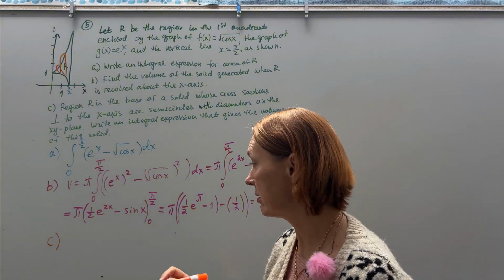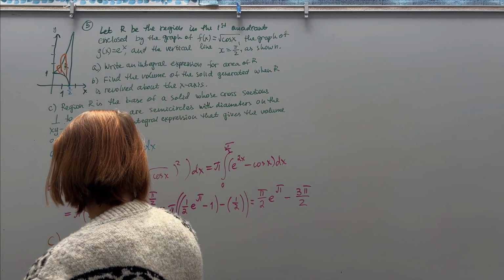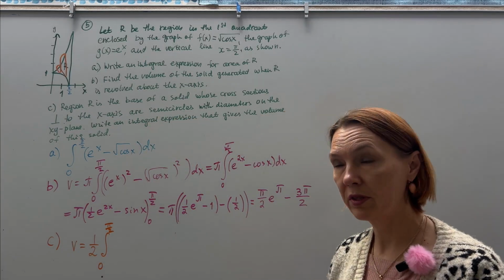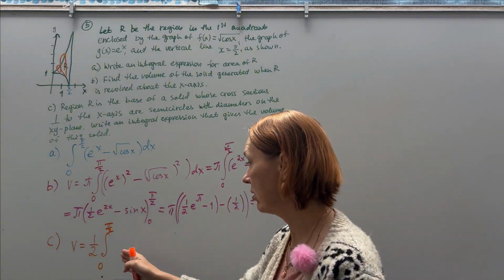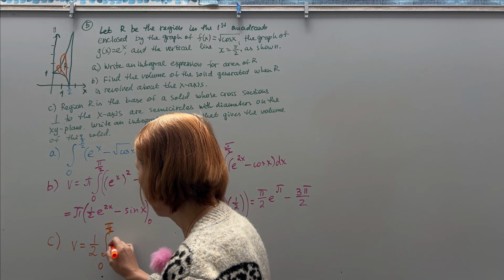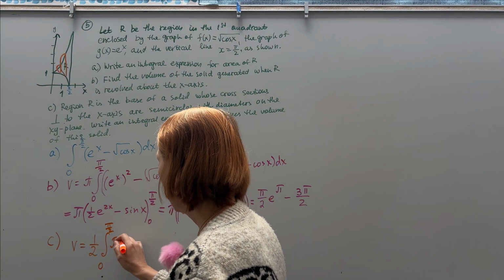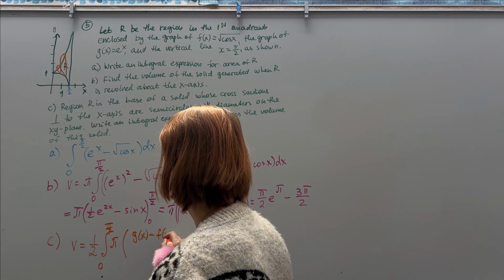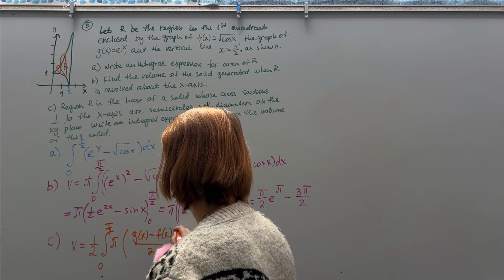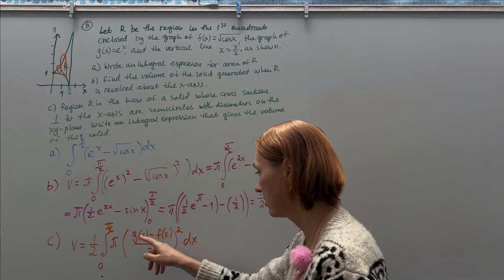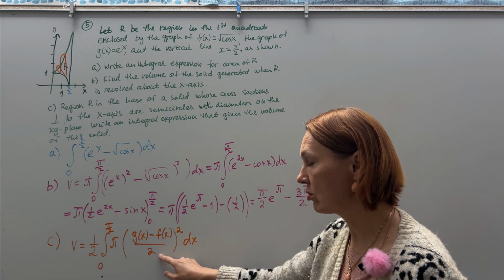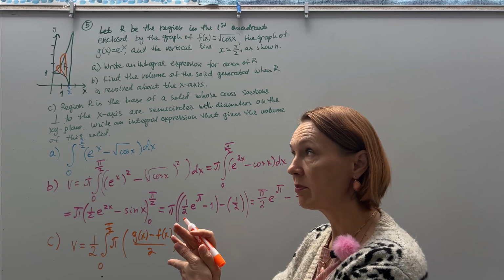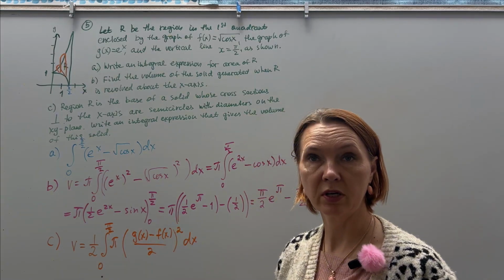So let's put all of this together. So volume is 1/2 integral from 0 to pi over 2. That's half because it's a semicircle. Pi r squared, so we have pi, or I could factor it out. R squared is our g of x minus f of x over 2 squared dx. So once again, this is the diameter over 2, that's the radius, pi r squared, and then we're adding them up, and we're calculating half of that because we have semicircles.